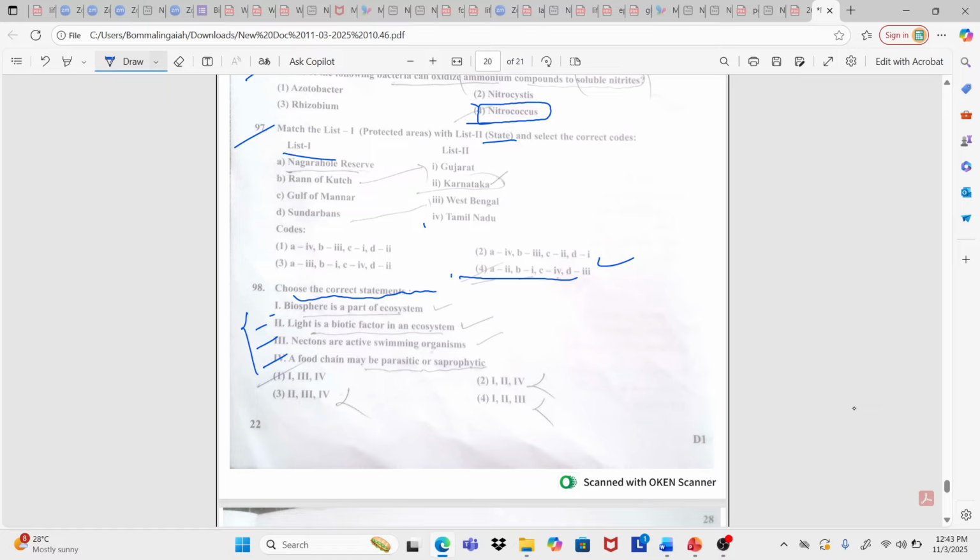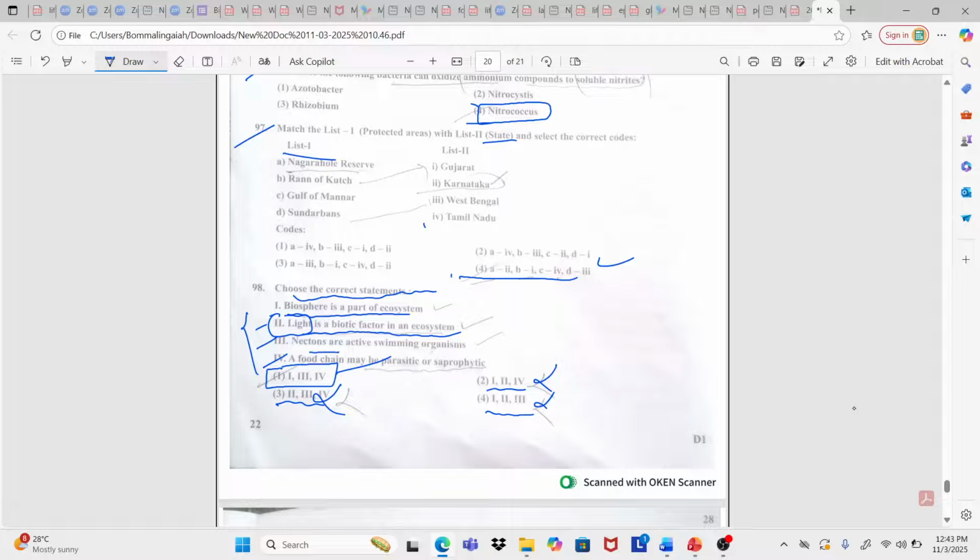Okay, here statement 1 says biosphere is a part of ecosystem. Okay. Next, light is a biotic factor in an ecosystem. Is it correct or right? Think about that. Here you have to think about this option. Light is not a biotic, correct? Then abiotic. Let's say to remove the option number 2 is present here. That's why it is wrong. Correct option for this question is number 1 the correct one.